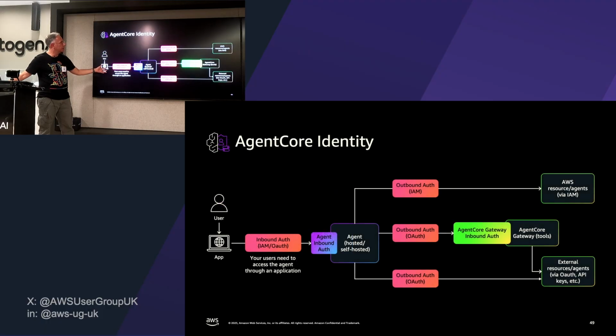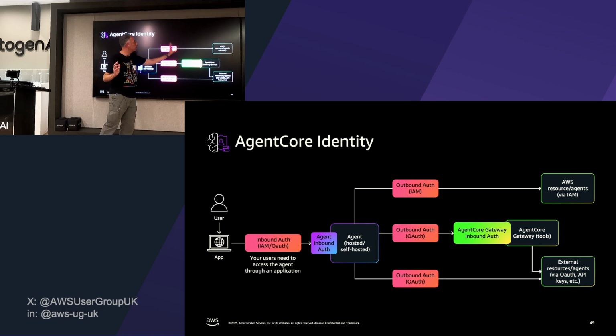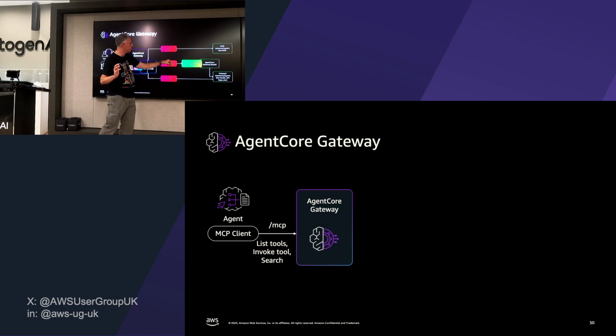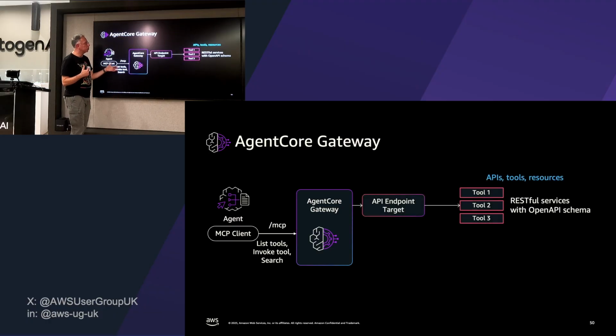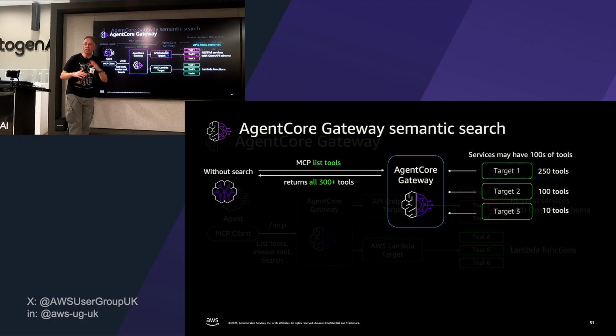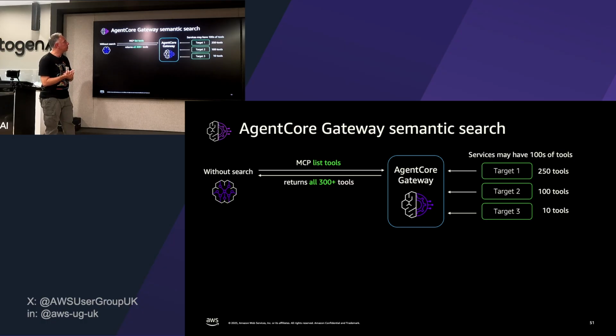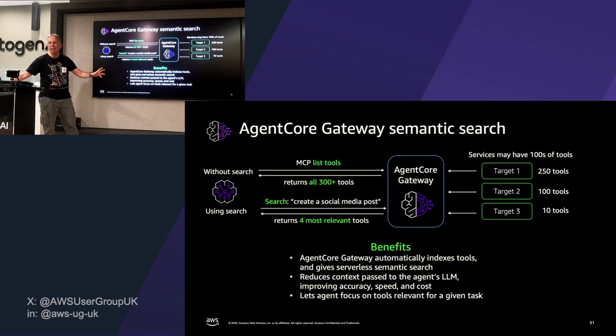Identity helps you handle inbound identity into the agent, so authenticate who is entering into the agent, and then you can use that also for outbound identity using IAM, using OAuth, or using API keys. The gateway can take any Lambda function or any REST endpoint and transform them into an MCP server with all the latest MCP protocol support, and it also has a semantic search, so this is very cool. So let's say that you have a company that has a lot of internal APIs and Lambda functions. You can transform maybe hundreds of them into tools that could be used by agents.